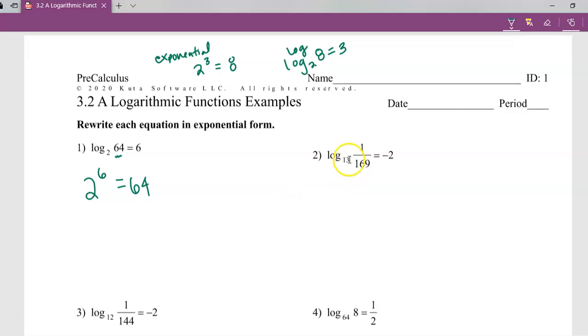So on number 2, again, this little number is always the base that's being raised to an exponent. The exponent's always over here on the other side of the equal sign. And then it equals the stuff that's in here, in this case, 1 over 169. Okay, notice these things are true. 13 to the negative half... remember that negative exponent tells me this needs to be flipped over. So it's the same as 1 over 13 squared. And since 13 squared is 169, this is equal to 1 over 169.